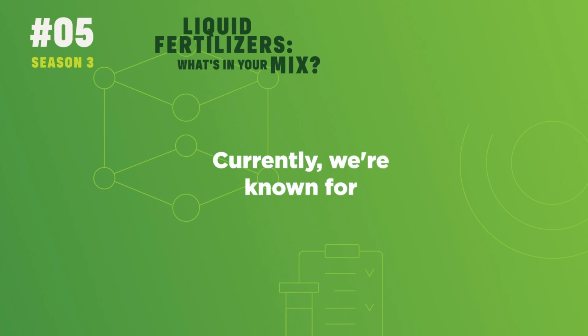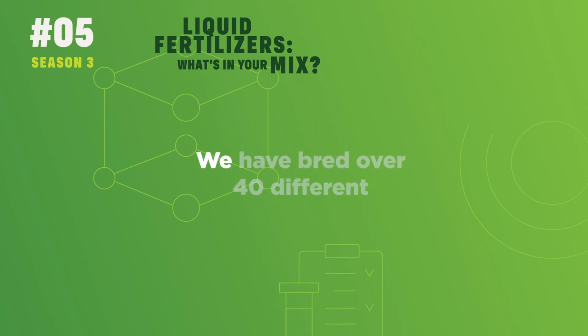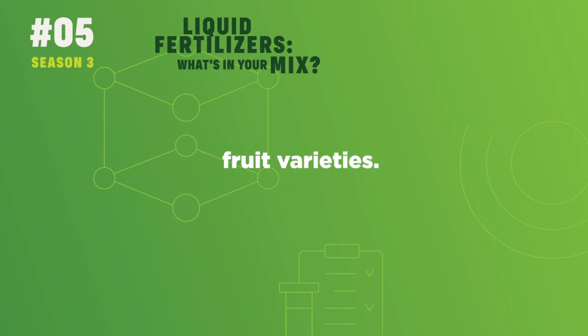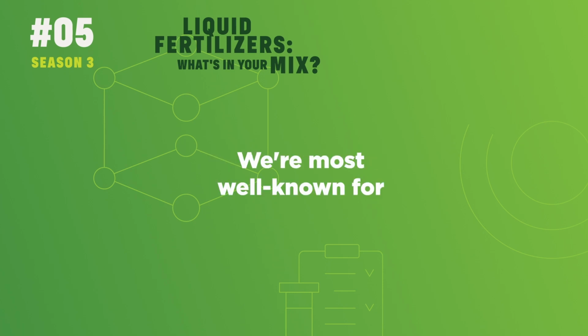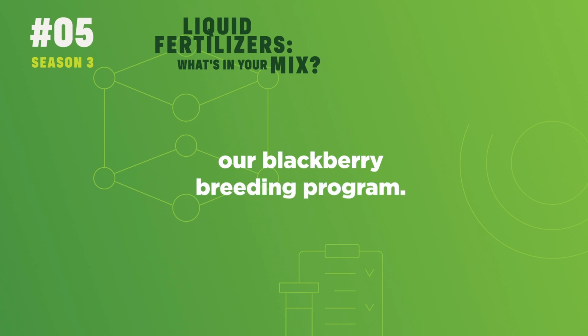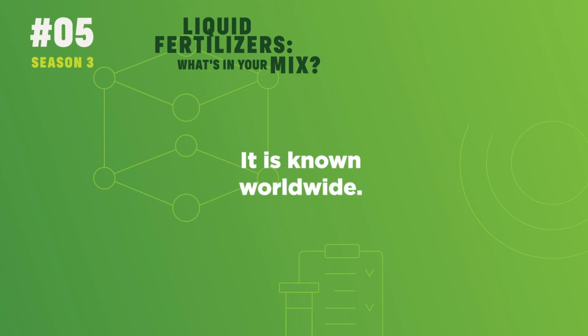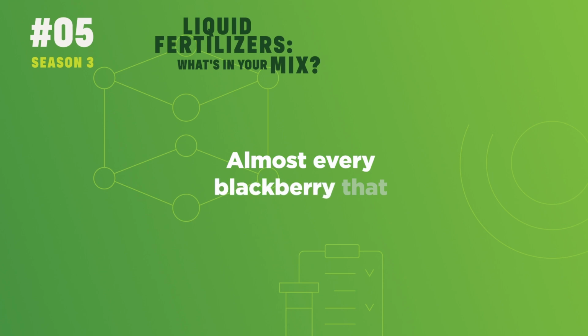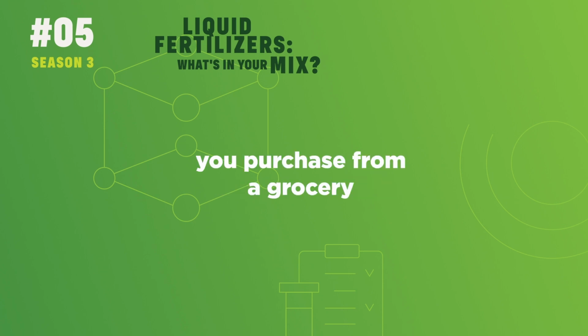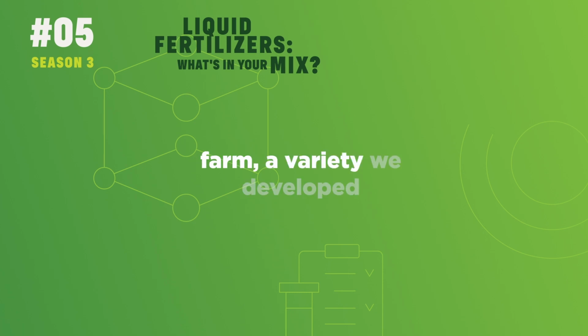Currently, we're known for our breeding program. We have bred over 40 different fruit varieties. We're most well known for our blackberry breeding program. It is known worldwide. Almost every blackberry that you purchase from a grocery store is either from this farm, a variety we developed here, or a variety that was developed by using one of our parents. We are very well known for our blackberries.